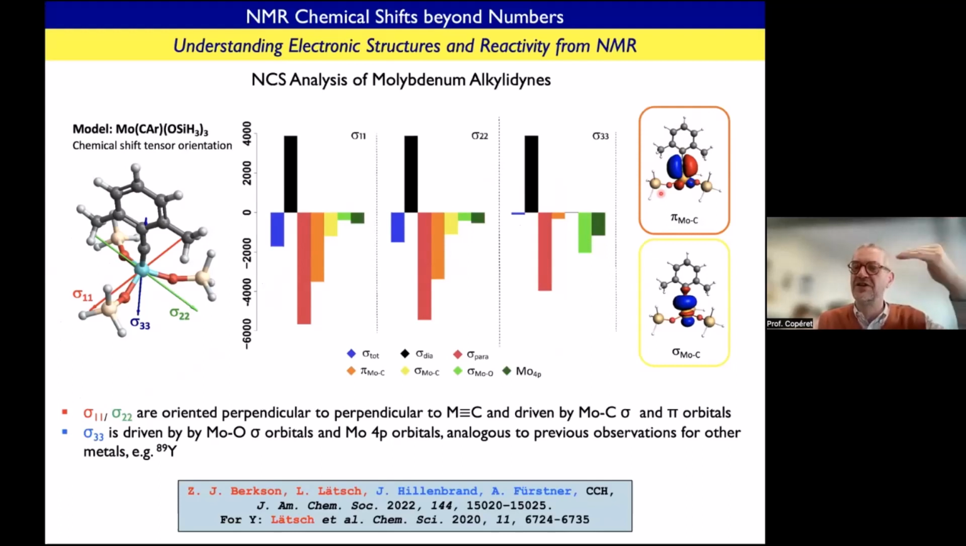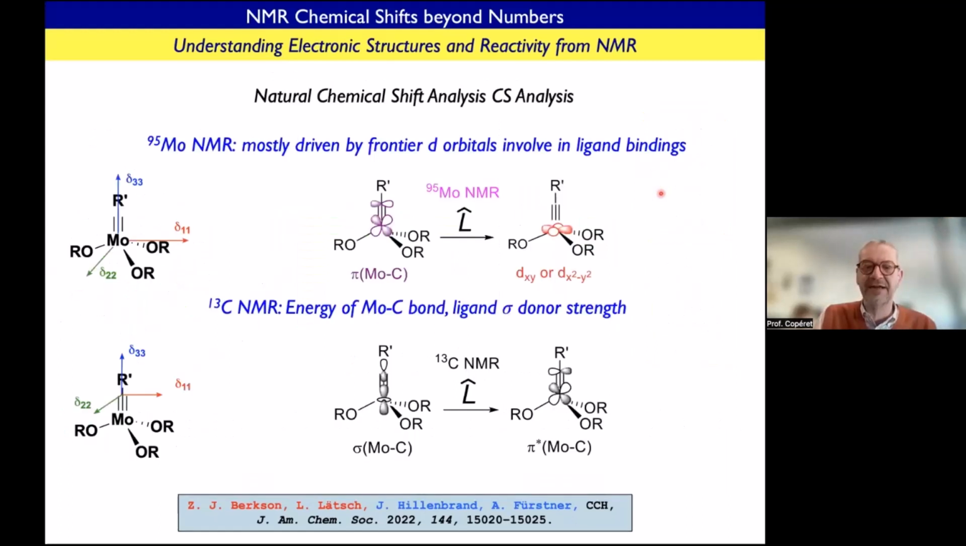Since you know the orientation of your chemical shift tensor, you can know with which orbital it is coupled. It turned out this pi bond is coupled with a d orbital, which is interacting as a sigma orbital with this alkoxide ligand. So now if I compare my chemical shift tensor orientation for molybdenum and carbon, you can see this is the same orientation.